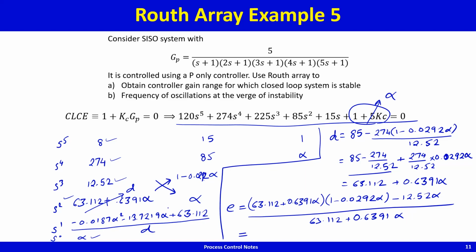So the negative term will increase as alpha is increased, and there will come a stage when the negative term becomes exactly equal to 63.112, and in that case the coefficient of s to the power 1 will go to 0, in which case we will have purely imaginary conjugate roots, which corresponds to the verge of instability. The verge of instability corresponds to the alpha that satisfies this characteristic, that drives the quadratic to 0, and using the quadratic formula you can calculate alpha, and I think there are two values of alpha.